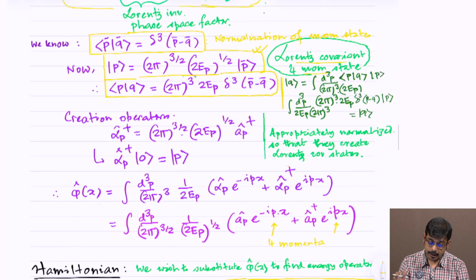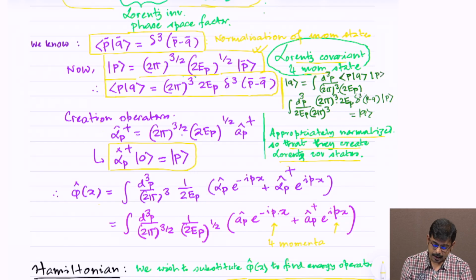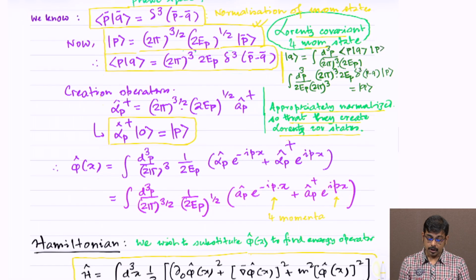Now, with this definition of 4 momentum Lorentz covariant states that we have defined, I can now define the creation operators like α_p† equal to (2π)^3 into 2E_p to the power half into a_p†. So, it is appropriately normalized so that they create Lorentz covariant states. Okay. So, because I have been talking about a_p† when acts on 0 creates a 3 momentum state p, but when you have this α_p† acting on the vacuum state, this actually creates a 4 momentum state p.